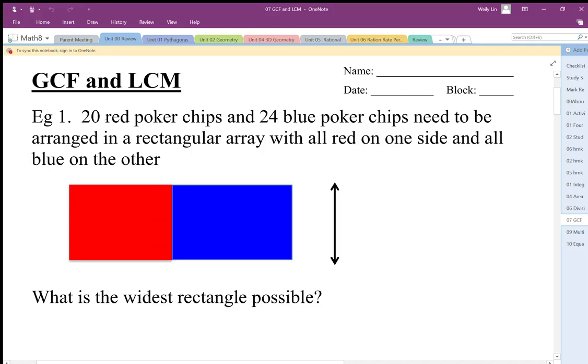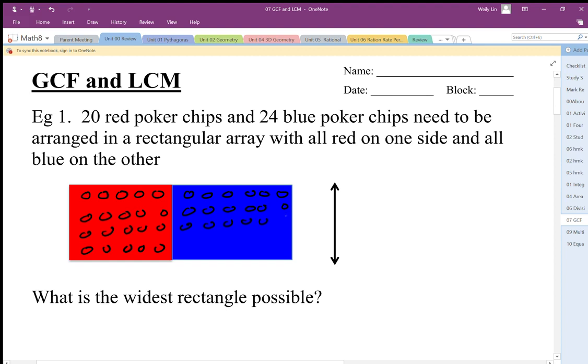Okay, so with 20 I can do 2 rows of 10, but the problem is I can't do rows of 10 for 24. So what is the biggest number that I can have along the rows? Well, in this case, I can arrange 20 in 4 rows of 5, and I can arrange the 24 into 4 rows as well. In this case, it would have to be 4 rows of 6. And that gives me my 24 blue poker chips.